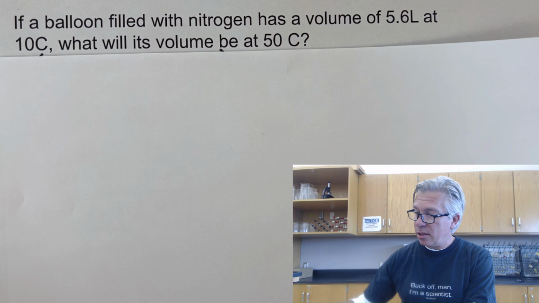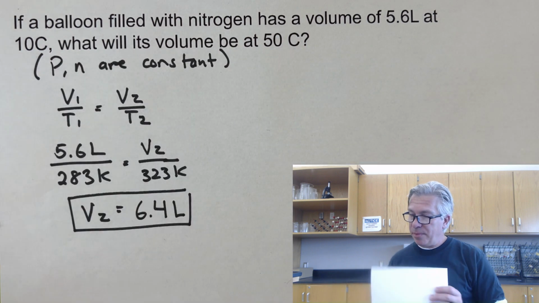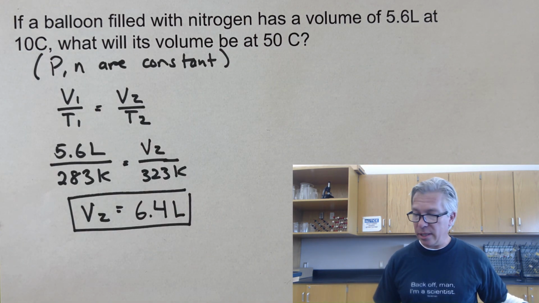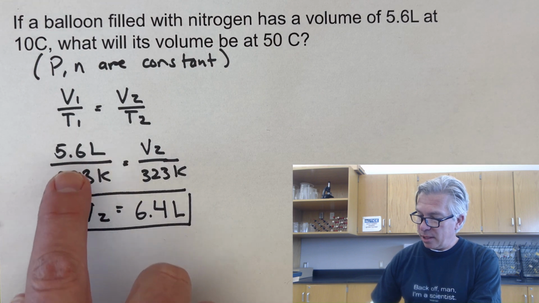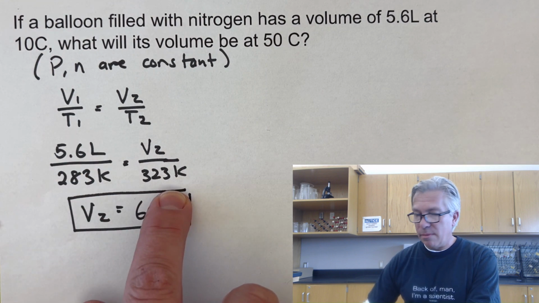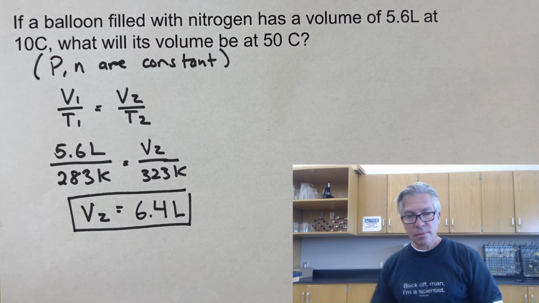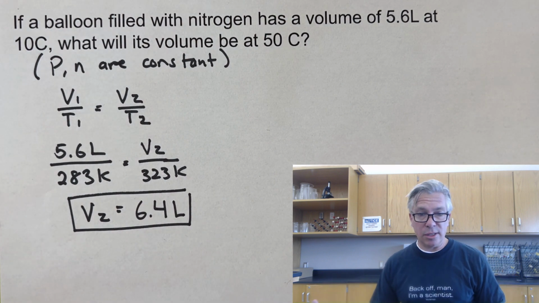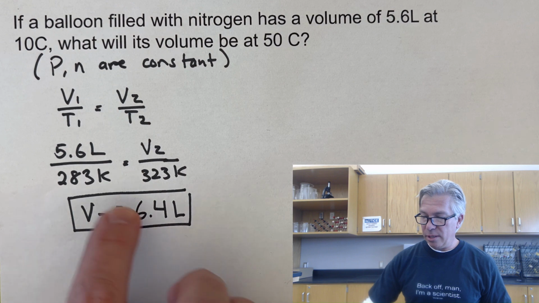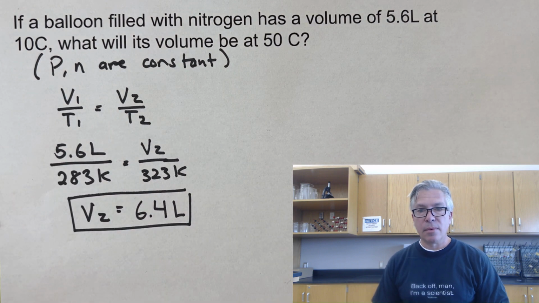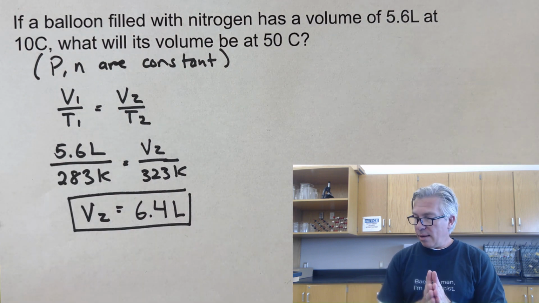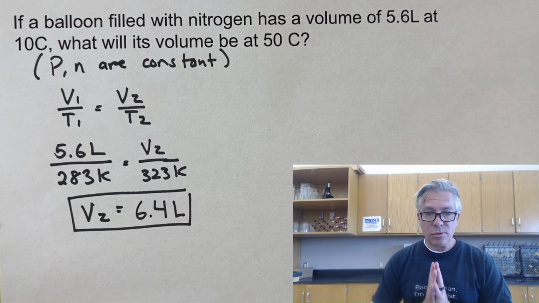And if you solved it correctly, you should have gotten a new volume of 6.4 liters, because at 5.6 at this temperature, we increase the temperature on the Kelvin scale. The volume goes up proportionally to 6.4. My calculator gave me a whole bunch more digits than that, but I'm only giving 2 because that's what I started with in that volume. Okay, so there you have it, a nice Charles' Law problem to get us off to a good start.